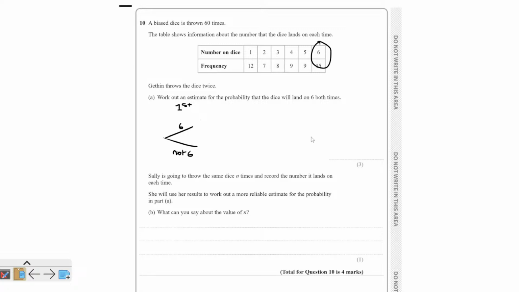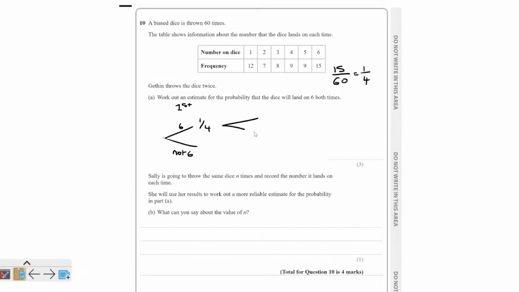So if we have a look here, landing on 6 happened 15 times, and then out of the 60 total, isn't it? So you see how that would be? The probability of getting 6 is 15 out of 60, or if you want, that would simplify to 1/4. So either of those two, you can use those. Let's just put 1/4 to be simple.